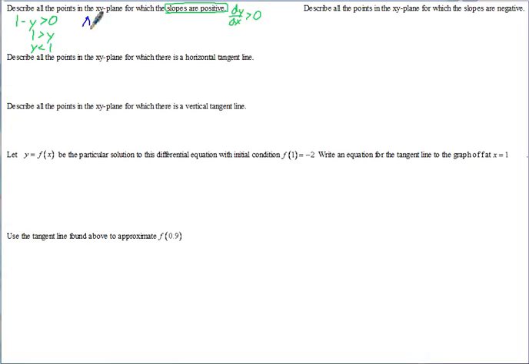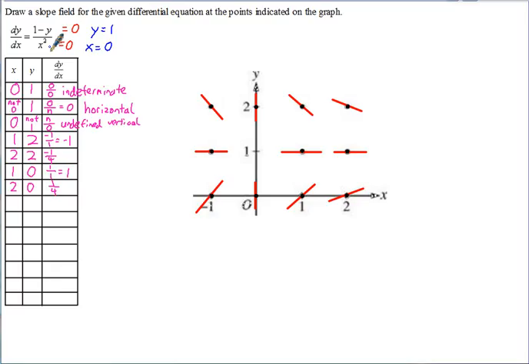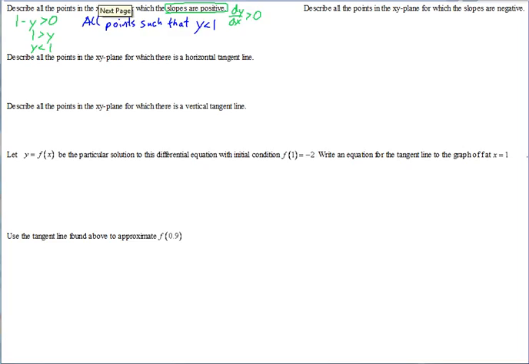So we can say all points such that y is less than 1. However, there is one thing you have to be careful of on the denominator. Squaring something makes it positive, so it's only going to be positive except if x is 0, where it would be undefined. So x can't be 0 to keep it positive. So y is less than 1 and x is not equal to 0.